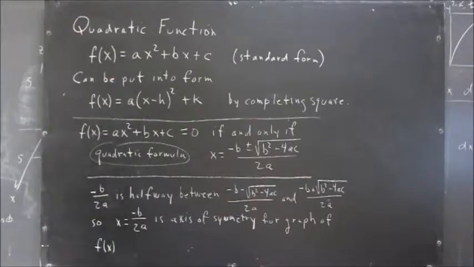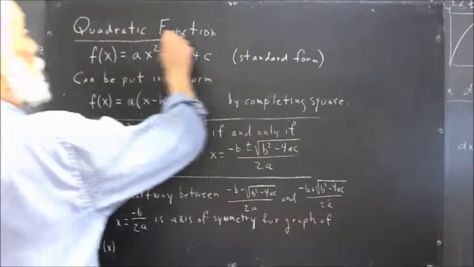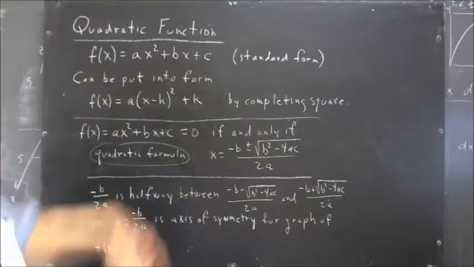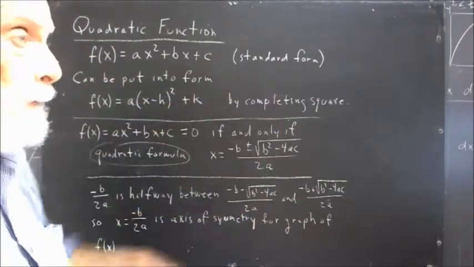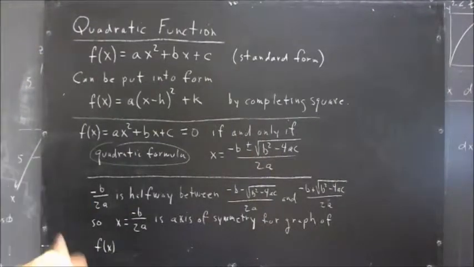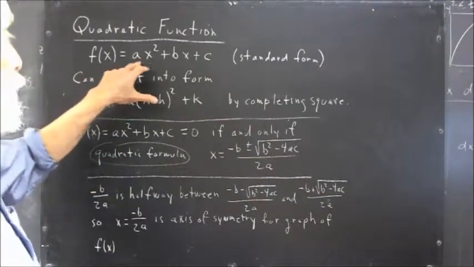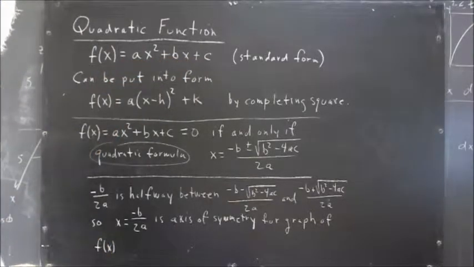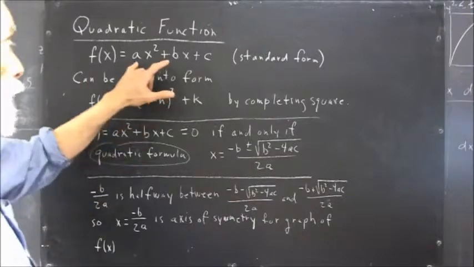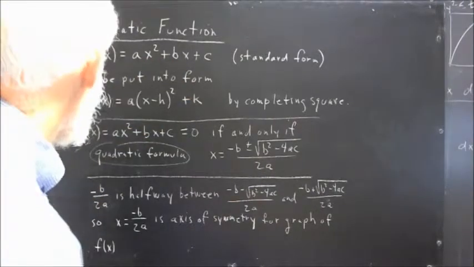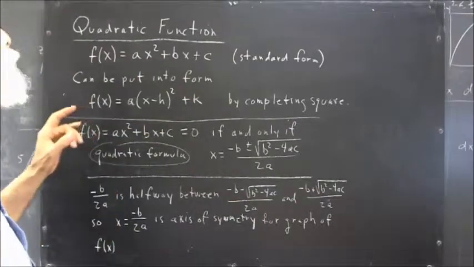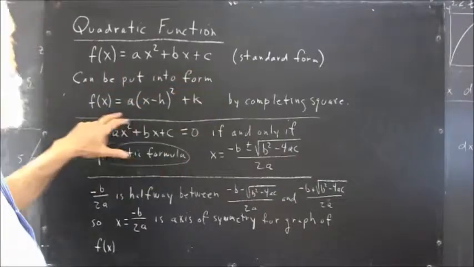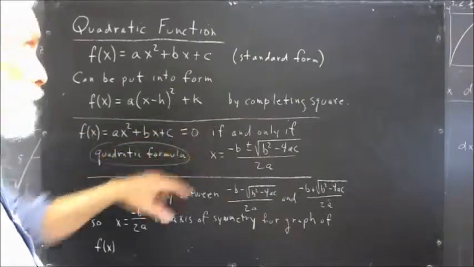Okay, a quadratic function is a function f of x equals ax squared plus bx plus c. And this is the standard form of the quadratic function. Now, we know that if we have an expression ax squared plus bx plus c, we can complete the square on the ax squared plus bx. And when we do, what we get from this form can be expressed in this form.